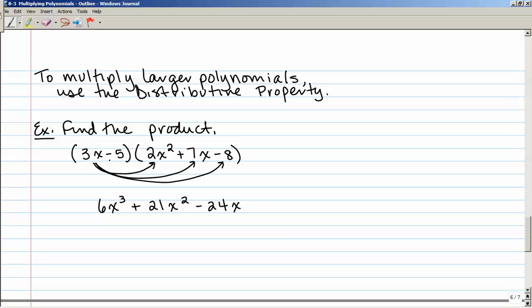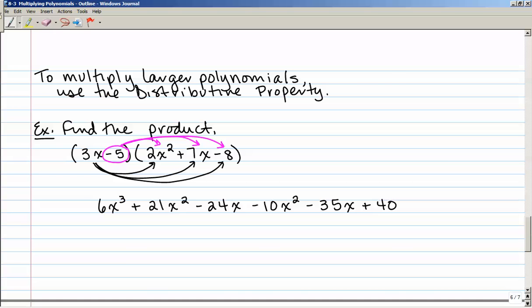Now I need to distribute a negative 5. Okay, don't distribute just a 5, make it a negative 5. And now distribute that to each term in the second polynomial. So negative 5 times 2x squared is going to give me a negative 10x squared. Negative 5 times 7x gives me a negative 35x. And negative 5 times negative 8 gives me a positive 40.